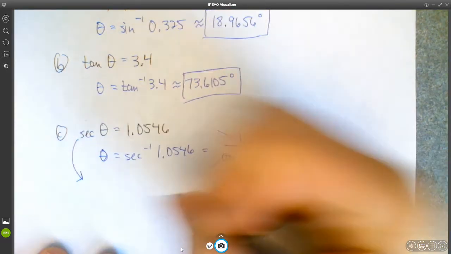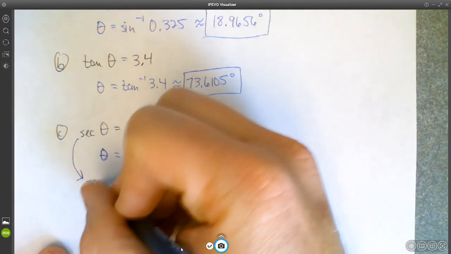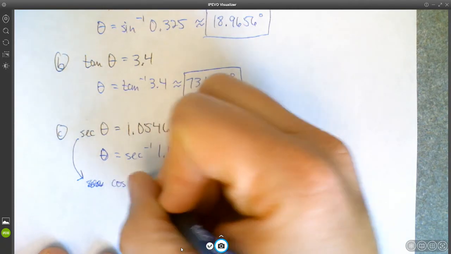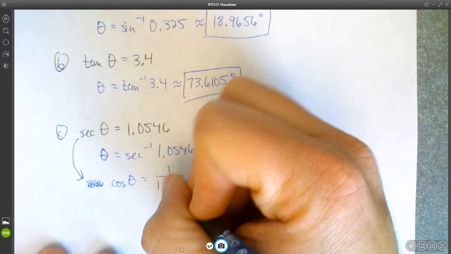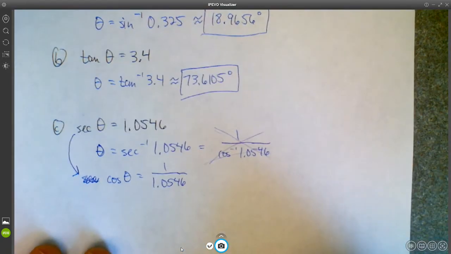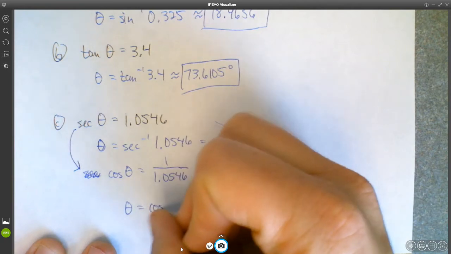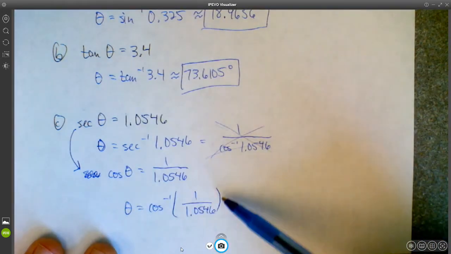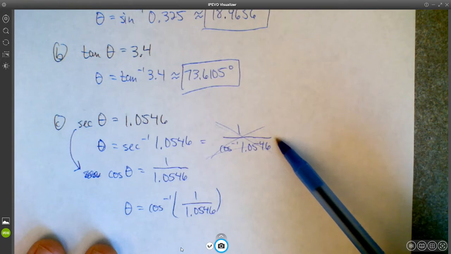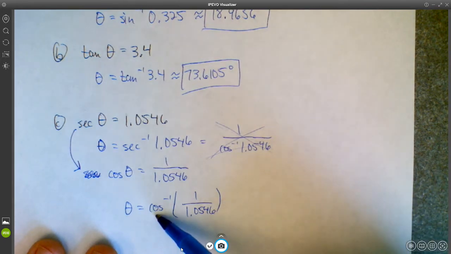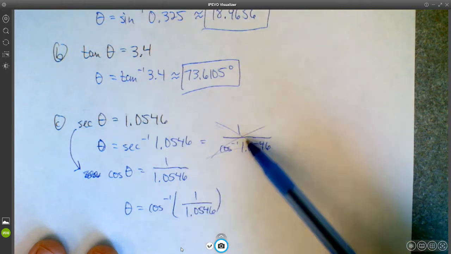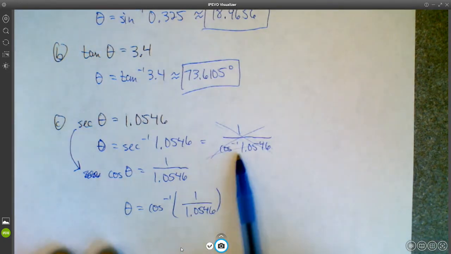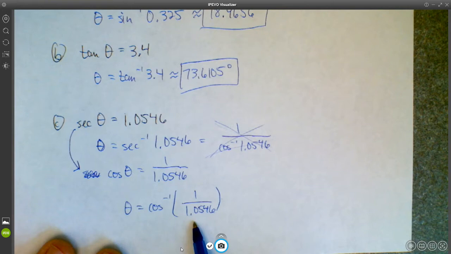From the very beginning, you should say since secant theta is 1.0546, that means that cosine theta is 1 over 1.0546. And now you can take cosine inverse, right? Now you can say theta should be cosine inverse of 1 over 1.0546. The difference between this and this is pretty subtle, but notice the placement of the cosine inverse. Here, you're taking cosine inverse of 1 over the original value. Here you have 1 over cosine inverse of the original value. They do give you different answers. This one is not correct. This one is.